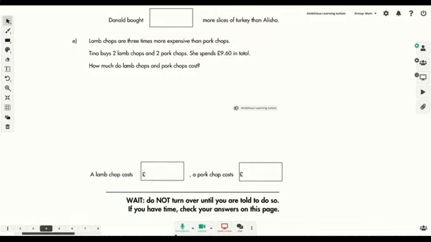Try doing this one. This one says lamb chops are 3 times more expensive than pork chops. Tina buys 2 lamb chops and 2 pork chops. She spends £9.60 in total. How much do lamb chops and pork chops cost? So you need to find the difference between the two again.